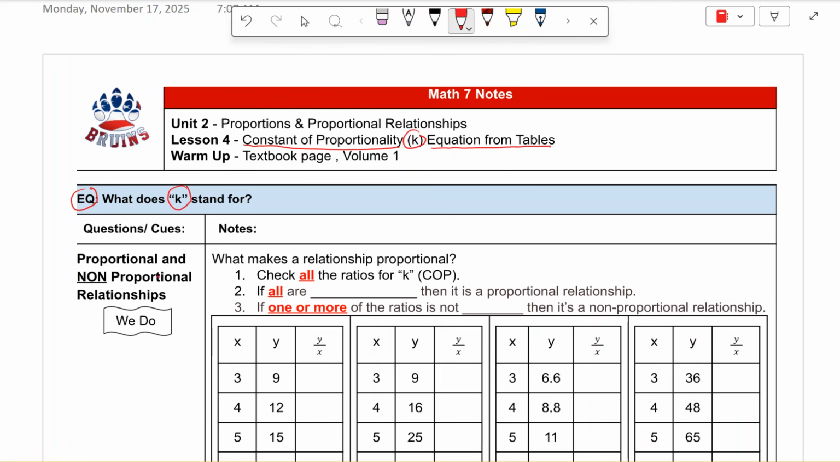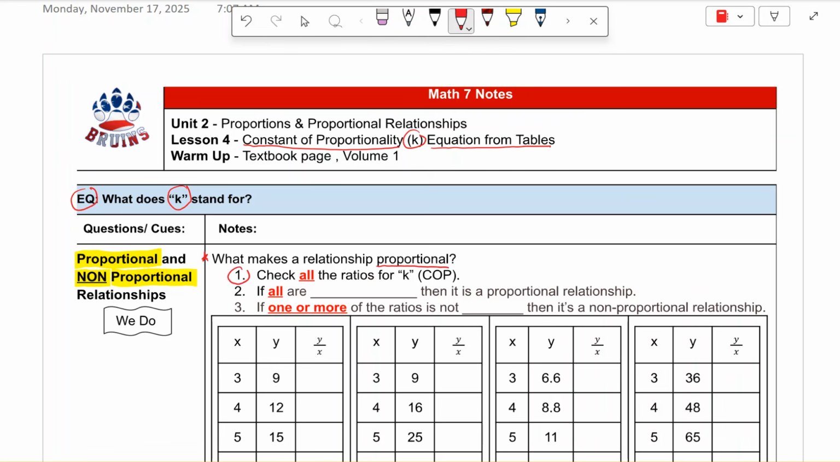So proportional or non-proportional. This is the first time you have seen something that says non-proportional. So we're going to find the differences between what proportional is and what proportional is not. So here are some steps to guide you through that. What makes a relationship proportional? So these three things here make them proportional.